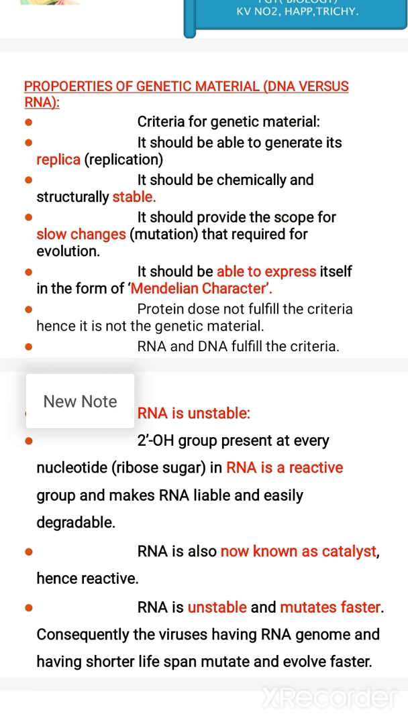Then it should be able to express itself in the form of Mendelian characters, what Mendel explained. Some principles he explained, we studied. It should be able to express itself in the form of Mendelian character also. When you see these four features, protein does not fulfill any of the criteria. So surely it is not the genetic material. DNA and RNA, both of them fulfill the criteria.